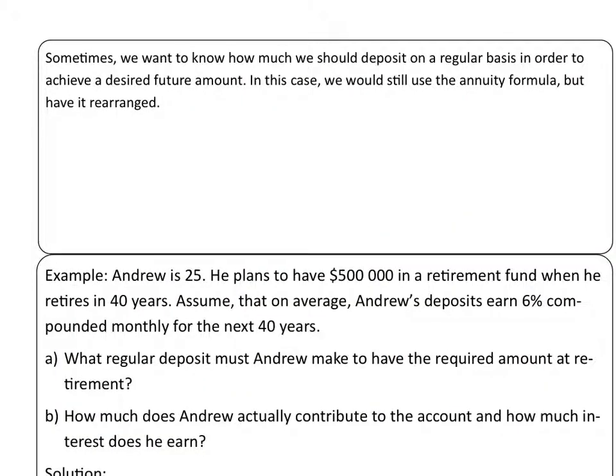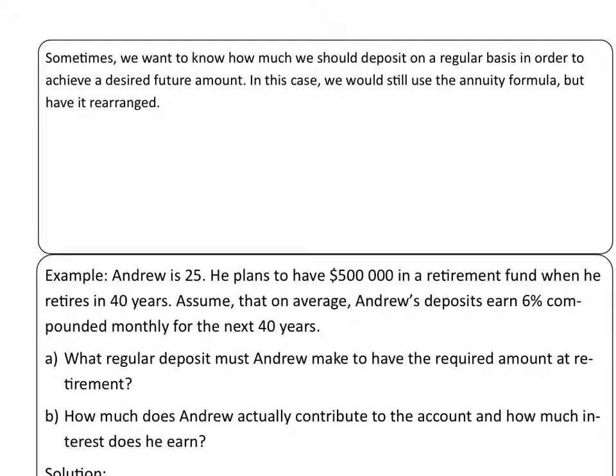Sometimes it's really helpful if we know how much we should deposit on a regular basis in order to achieve a desired future amount. So let's say for my retirement, I want to have $1 million. Knowing how to find out what we should actually deposit every month is a good thing to find out. So in this case, we're still going to use the annuity formula, but we're going to rearrange it.